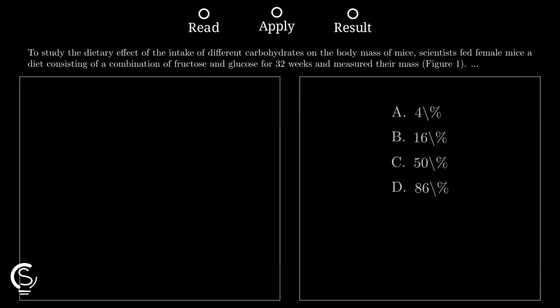To find a percent increase, use the standard setup. New minus old divided by old, then multiply by 100, because we want the change compared with the starting mass.